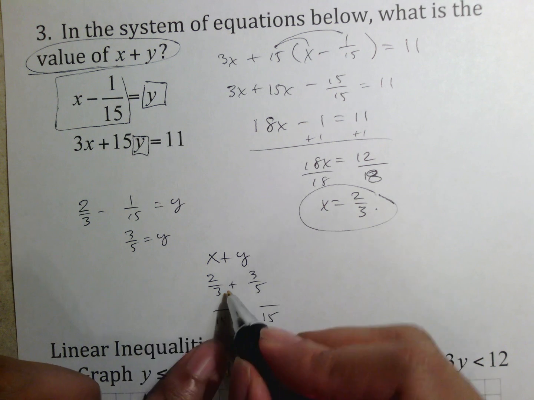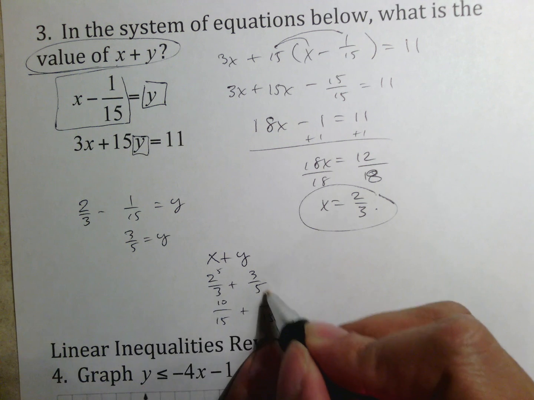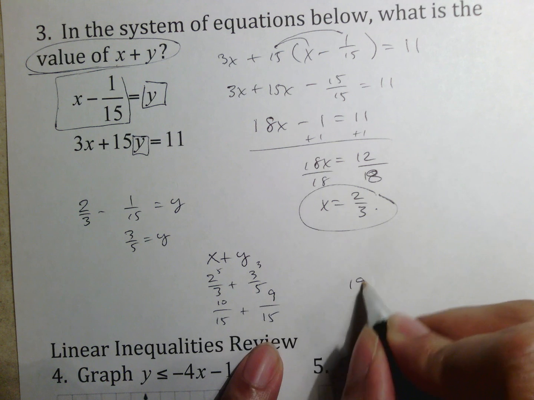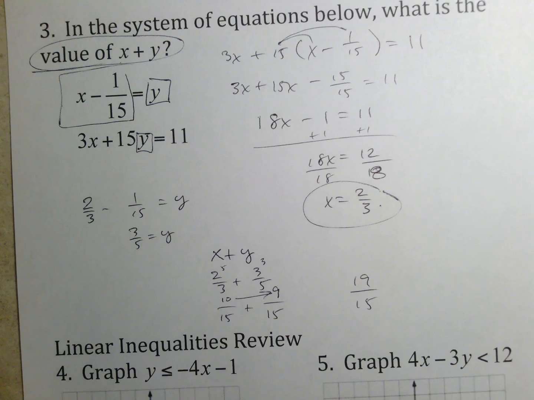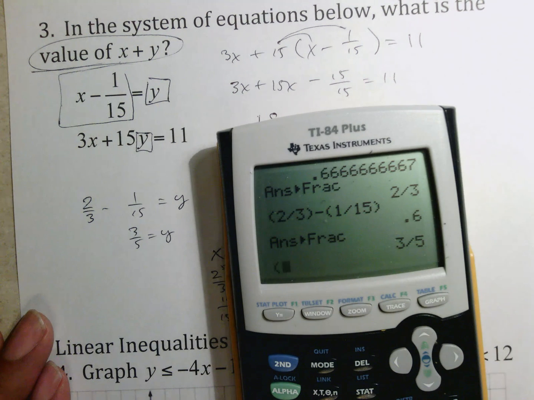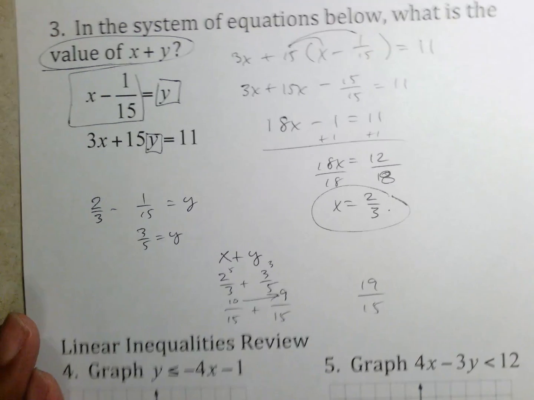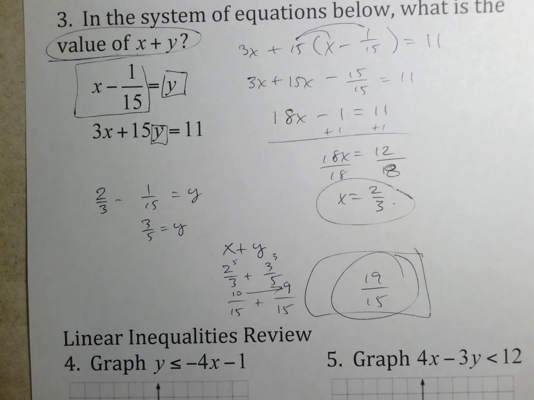If you remember doing that, because I have to multiply 3 by 5, this turns into a 10. Because I have to multiply 5 by 3, this turns into a 9. And you end up with 19 over 15, because remember, you add the top and leave the bottom alone. Just to verify that, 2/3 plus 3/5 equals math, enter, and there's your 19/15. So that would be your final answer there to that question.